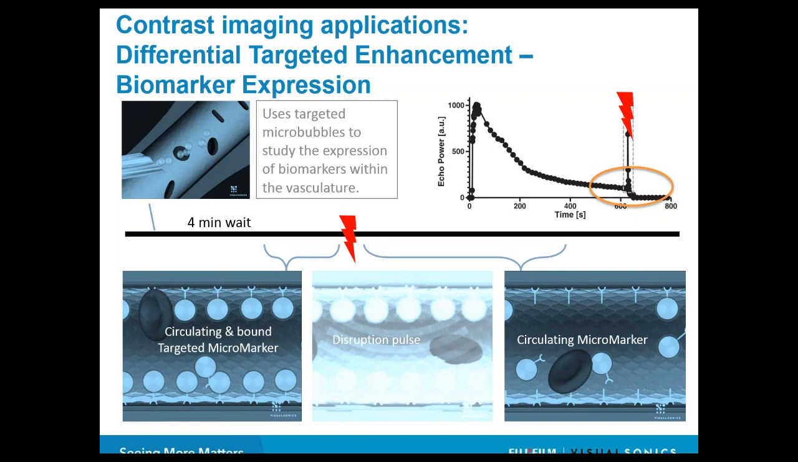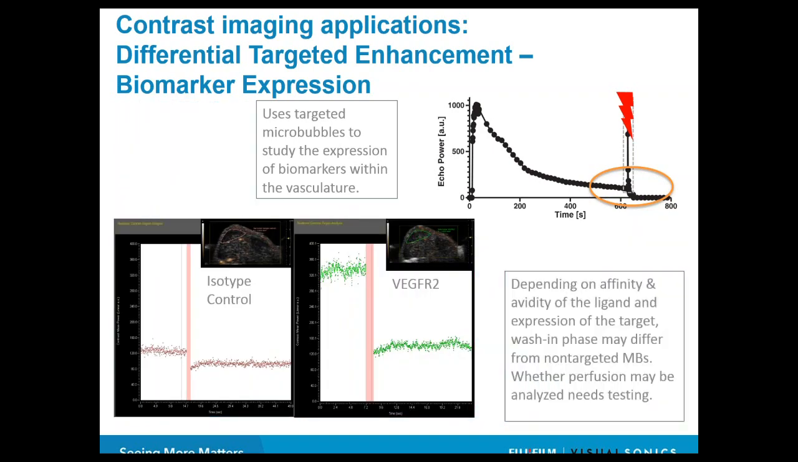We then once again give this burst sequence and disrupt the bubbles in our field of view. And then afterwards, the only thing we have left in terms of signal is the circulating MicroMarker, and also the non-specific background signal from the tissue. Analyzing this type of application, you could get time intensity curves like this.